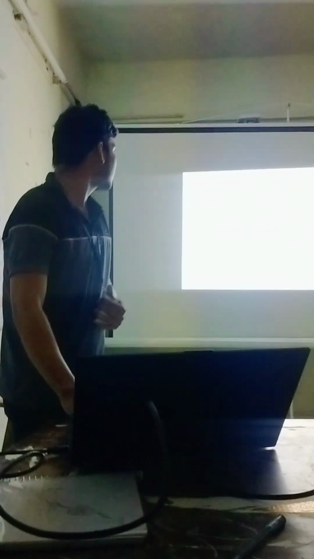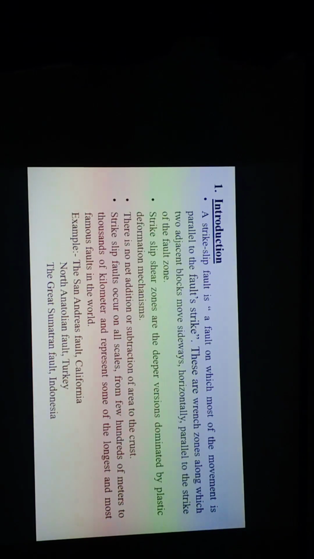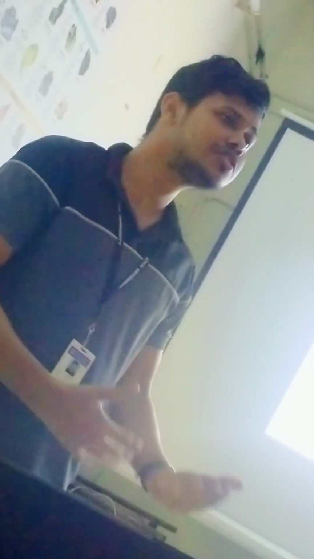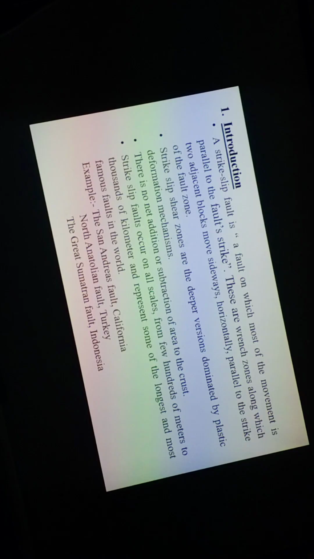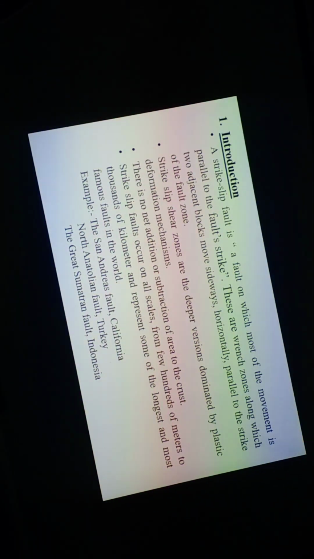These are the contents of my topic. So basically, a strike-slip fault is a fault on which most of the movement is parallel to the strike of the fault. Basically, these are fracture zones along which two adjacent blocks move sideways, horizontally, parallel to the strike of the fault. Strike-slip faults occur at scales from hundreds of meters to thousands of kilometers globally. And here are a few examples: the San Andreas fault in California, the North Anatolian fault in Turkey, and the Great Sumatran fault in Indonesia.